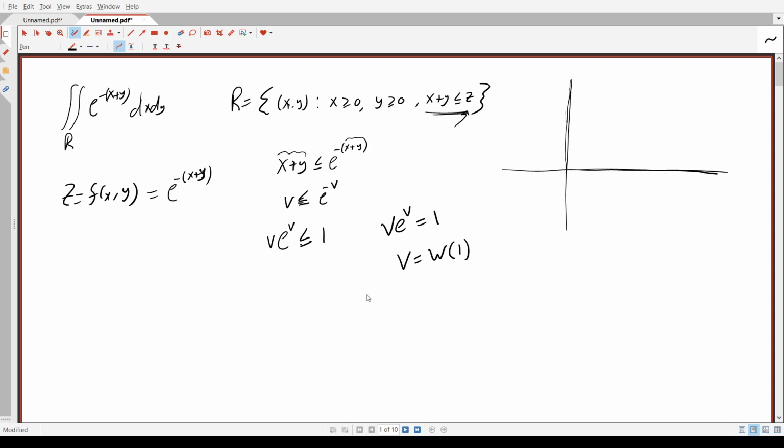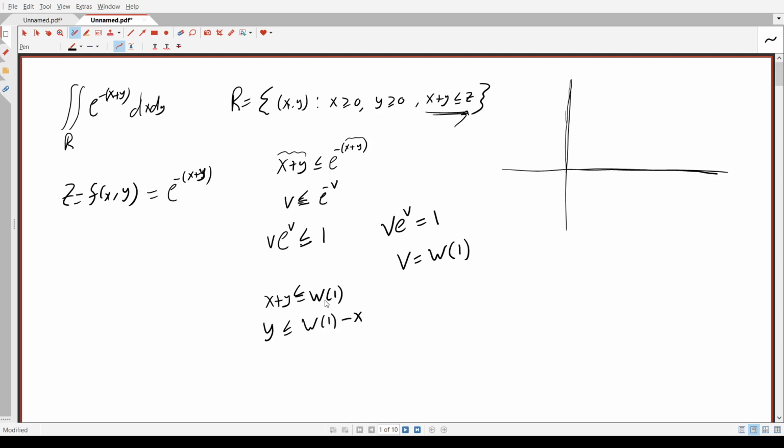Okay, so where do I go from there? Here we know that v is equal to x plus y. So x plus y is equal to W of 1. That means y is less than or equal to W of 1 minus x.